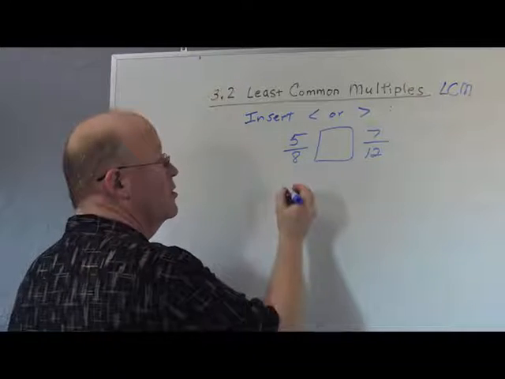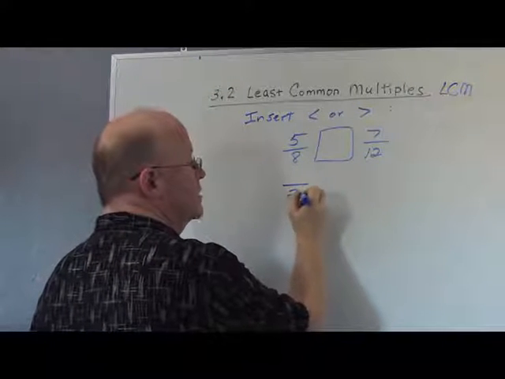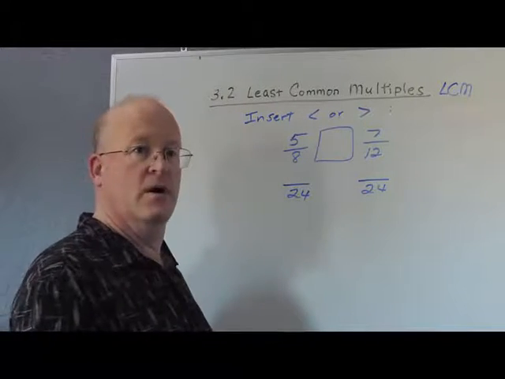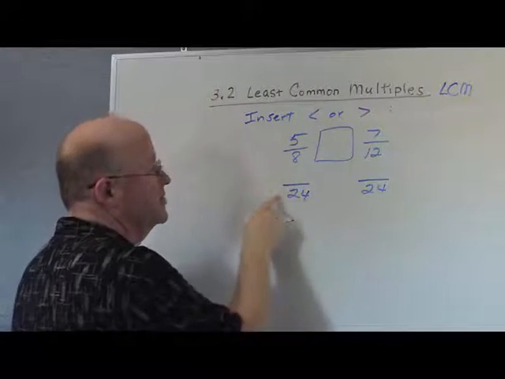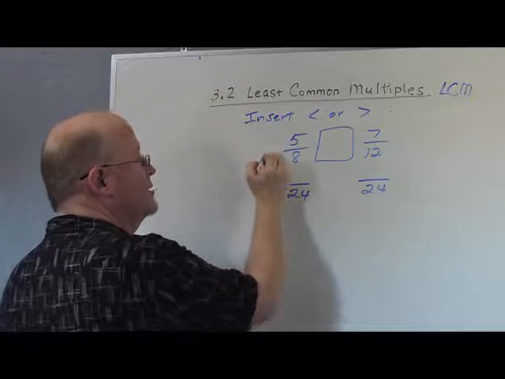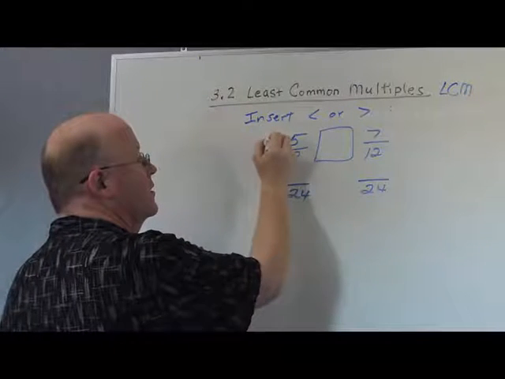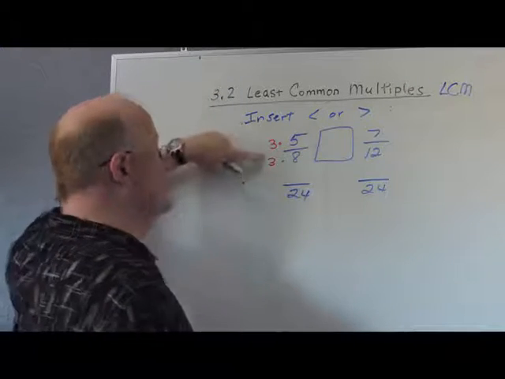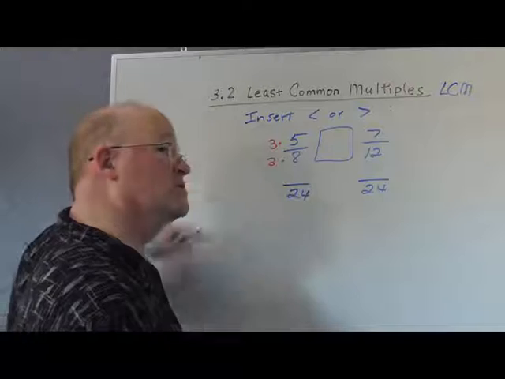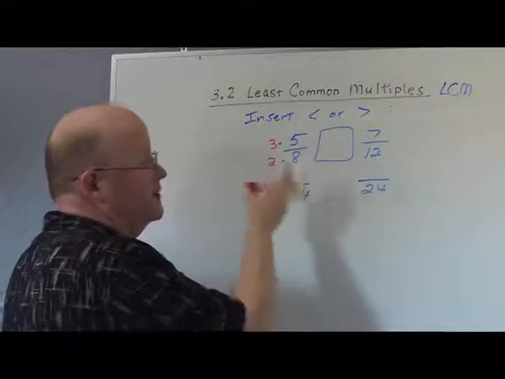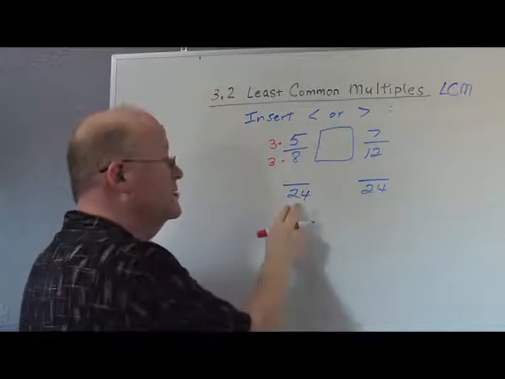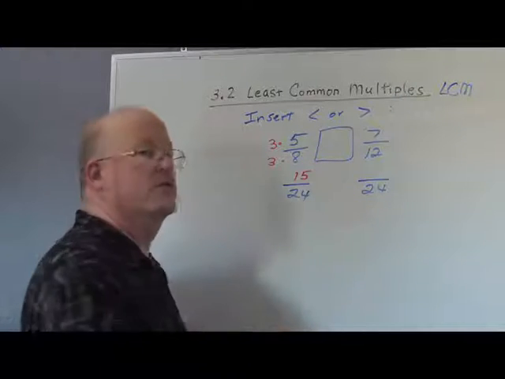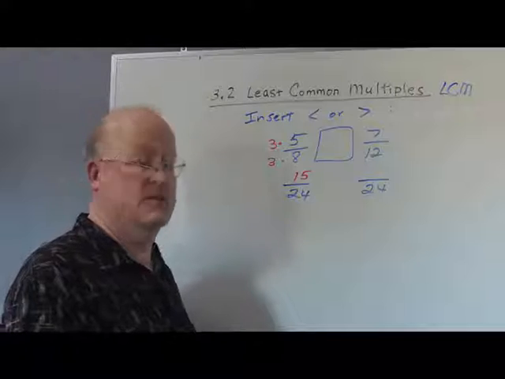And it turns out they both go into 24. So I'm going to rewrite each of these fractions over 24. Now to go from 8 to 24, that denominator was multiplied by 3. So I'm going to multiply 3 times 24, but also 3 times 5 in the numerator. Notice when I'm multiplying by 3 over 3, I'm really multiplying by 1. So 5/8 times 1 is still 5/8. This will be an equivalent fraction. 3 times 5 is 15, and 15 over 24 is equivalent to 5/8.